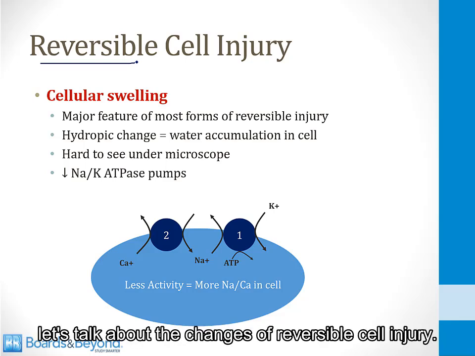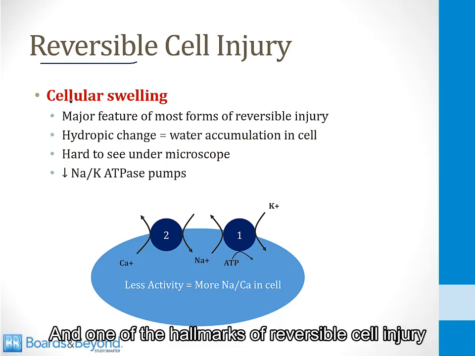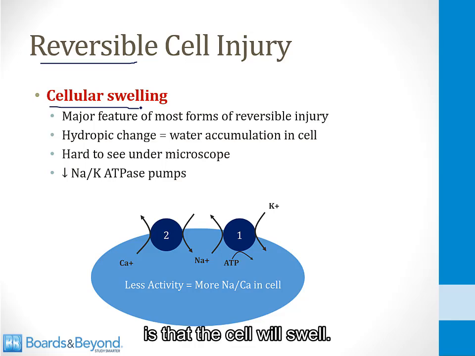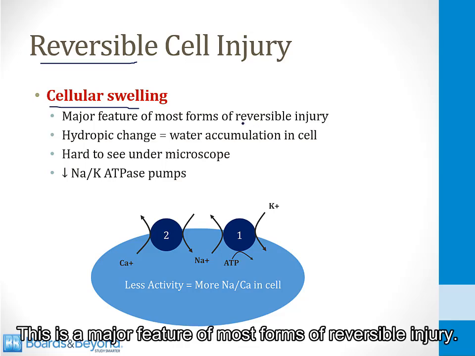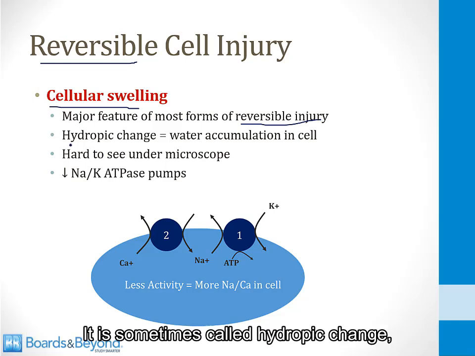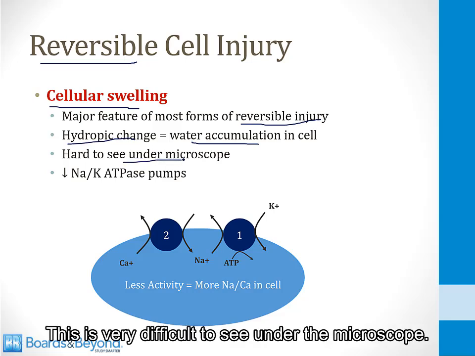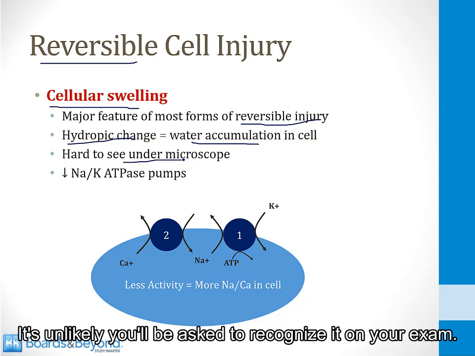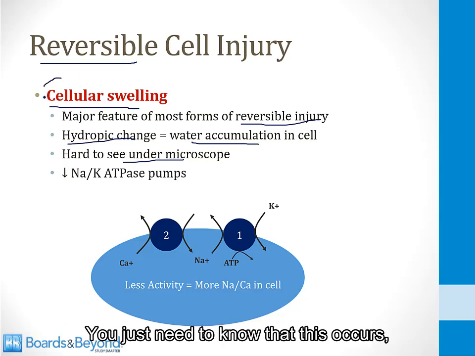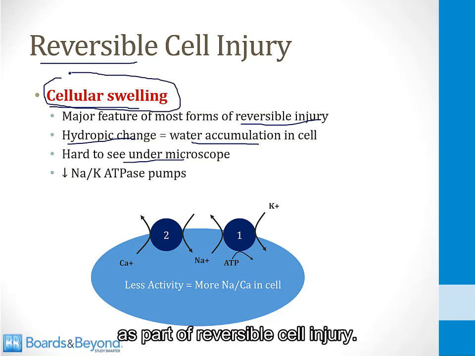But first, let's talk about the changes of reversible cell injury, and one of the hallmarks of reversible cell injury is that the cell will swell. This is a major feature of most forms of reversible injury. It is sometimes called hydropic change, which means water accumulation inside the cell. This is very difficult to see under the microscope. It's unlikely you'll be asked to recognize it on your exam. You just need to know that this occurs as part of reversible cell injury.